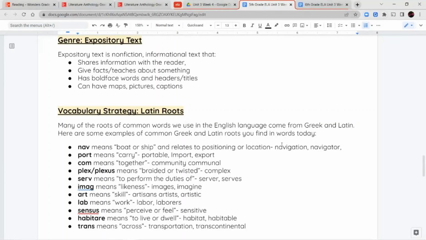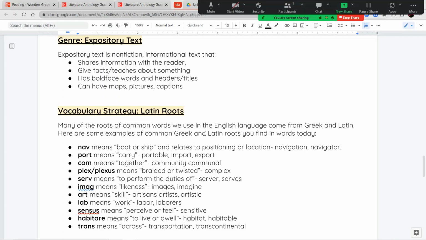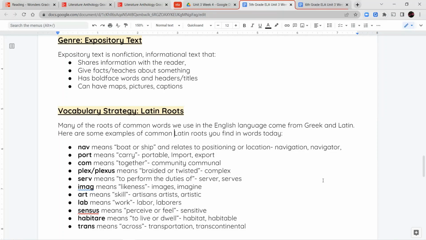Next, we're going to talk about our vocab strategy for this week, which is Latin roots. So many of the roots of a lot of the common words that we have come from Greek and Latin. So some examples of specifically our common Latin roots over here, so not our Greek ones for this week, are found below. So you have nav, which means boat or ship, something that's related to positioning or location, like navigation or navigator. You have port, which means to carry, so something that is portable, something you can carry around. When you import, you carry something in. You export, you carry something out.